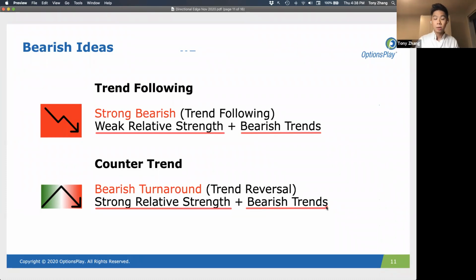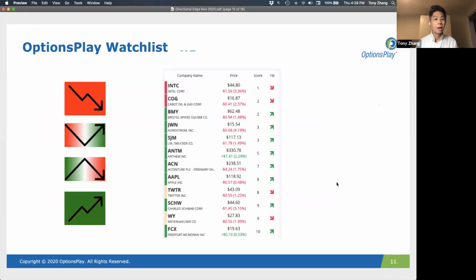And I would say that in the current market that we're in, it does potentially pay to be a little bit contrarian at the current moment. So there are a few different ways that you can think about the different types of trades that you can identify. Some of us like to follow trends. Some of us like to be that counter trend trader. So it really depends on which one you're looking for. OptionsPlay can help you quickly identify stocks that fit into either one of these four categories. And we do it through our OptionsPlay watch list.